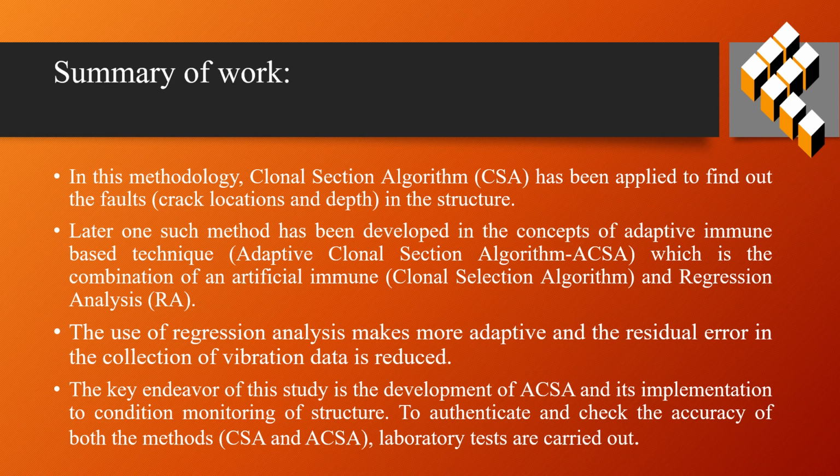So later one such method which has been developed in the concept of adaptive immunity-based technology, that is ACSA, adaptive clonal selection algorithm, which is the combination of artificial immunity, that is nothing but the clonal selection algorithm, and regression analysis. The use of regression analysis makes it more adaptive and the residual errors in the collection of vibration data are reduced.